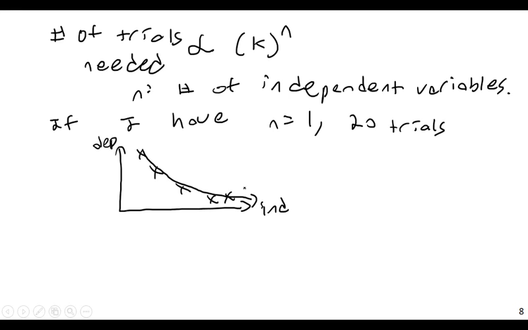But if I have 4 independent variables, I might need to do 20 to the 4th power of experiments. And what does that come to? Let's see. I might throw that in a calculator right here. Times 20. That would be something like 160,000 independent experiments.